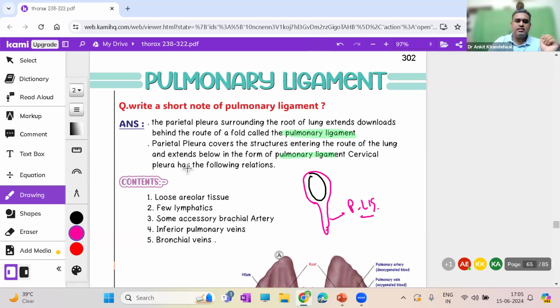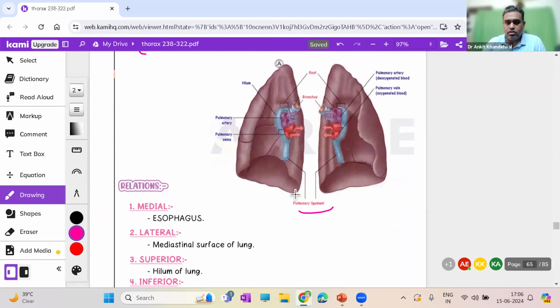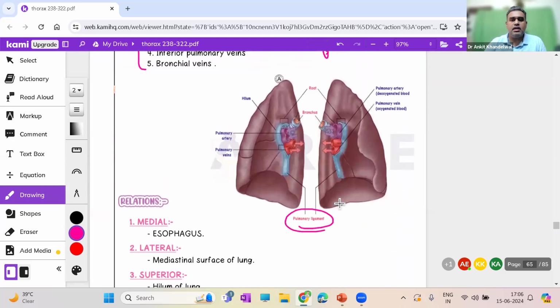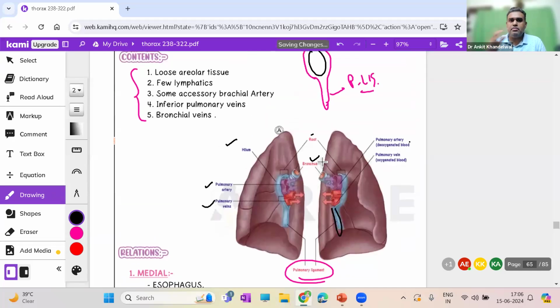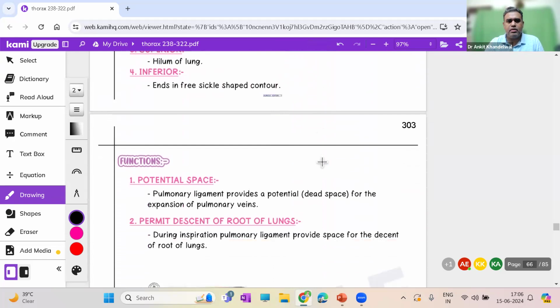What passes through this ligament? Not the major, bigger structures, but yes, some important structures. Here you can see the location of the pulmonary ligament. Let us see this image. There is the hilum or root of the lung, pulmonary artery and veins are shown, bronchus is shown. Now, this extension is the pulmonary ligament. What is passing through it? Some areolar tissue, lymphatics, and some bronchial vessels as well. Relations they might not ask you, so don't worry about the relations.